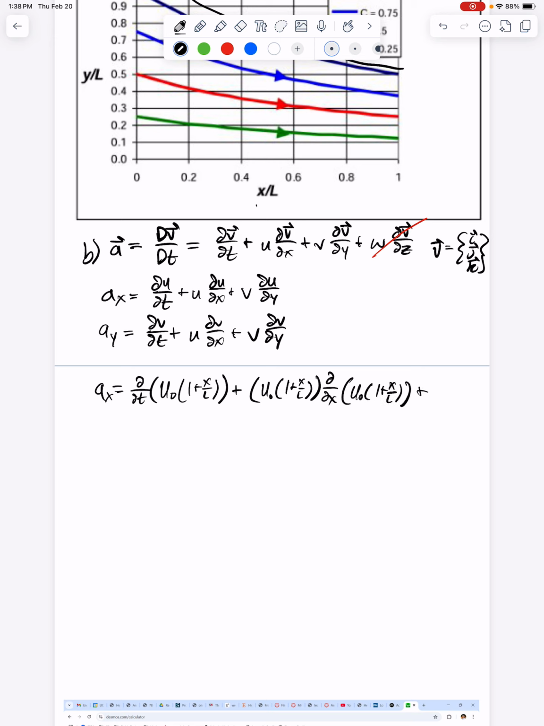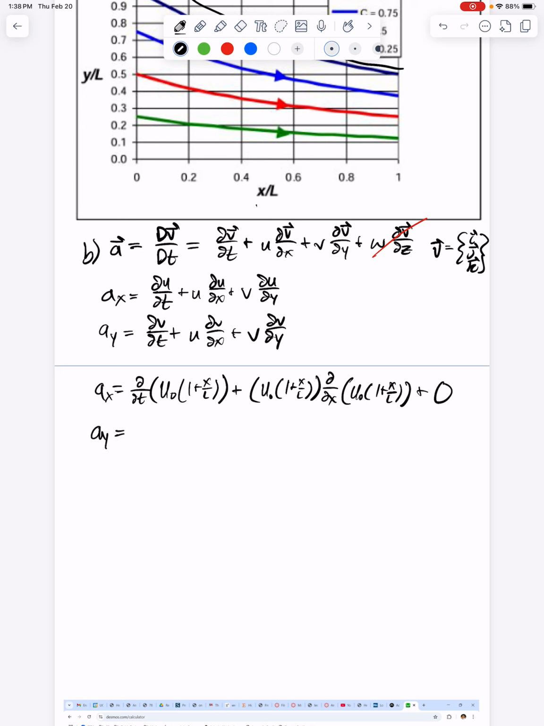And this last term here is v times du/dy. The y derivative of our x component velocity, u, is in terms of only x, not in terms of y. Therefore, that derivative would just give you 0. So just for time's sake, I'll put 0 here.